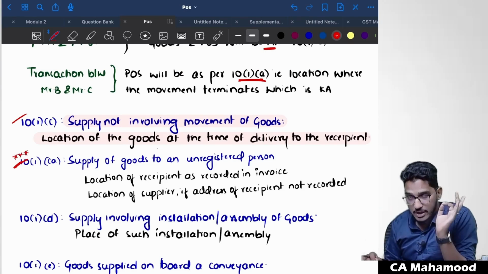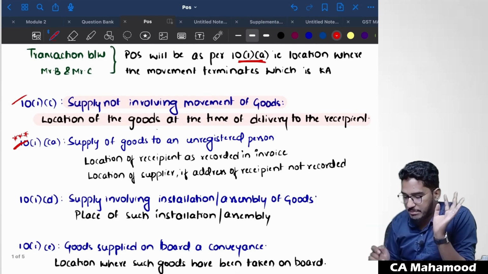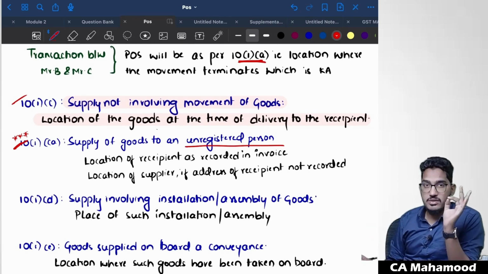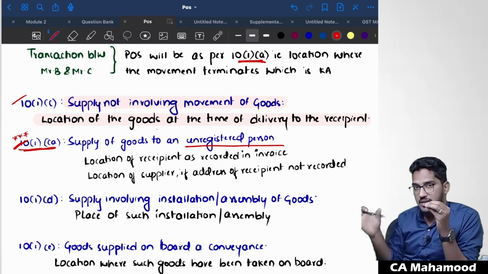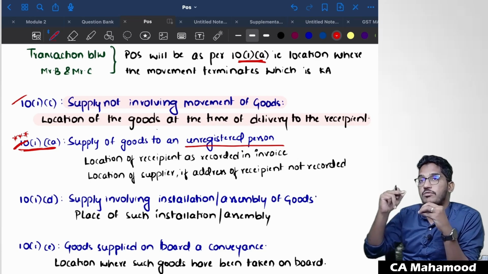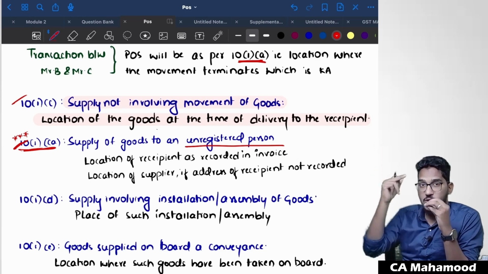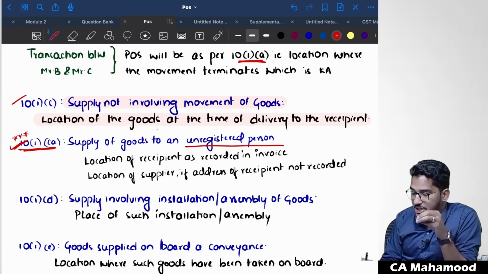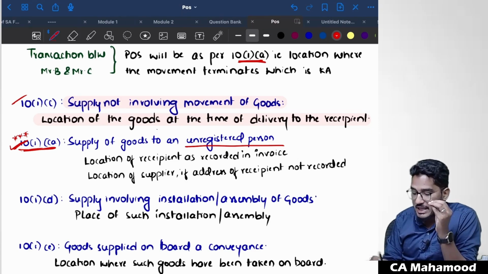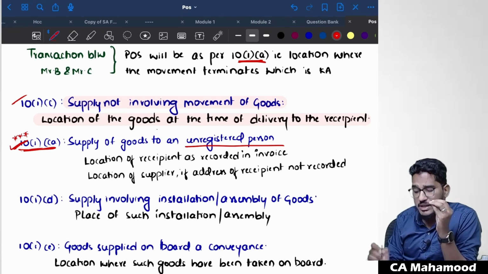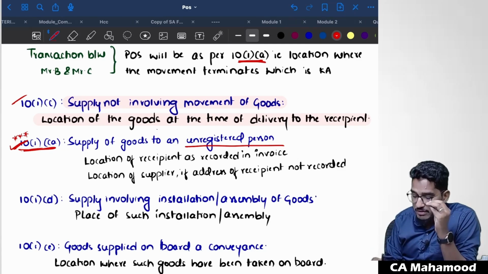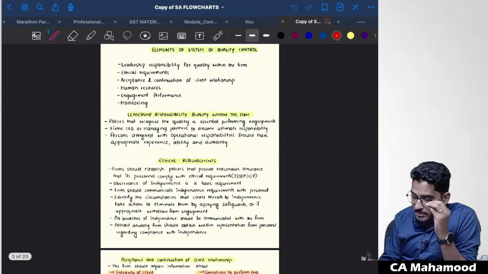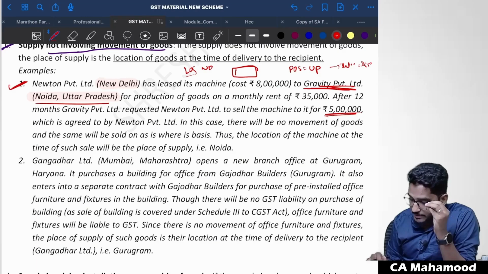This was a newly added provision, and it is specifically applicable whenever the supply of goods is happening to an unregistered person. This is a special clause: if the recipient is an unregistered person, then you should not follow clause A or clause C. You have to directly apply this rule. Why this amendment has been made, I have clearly explained in my amendments video, but I will give you a brief here.